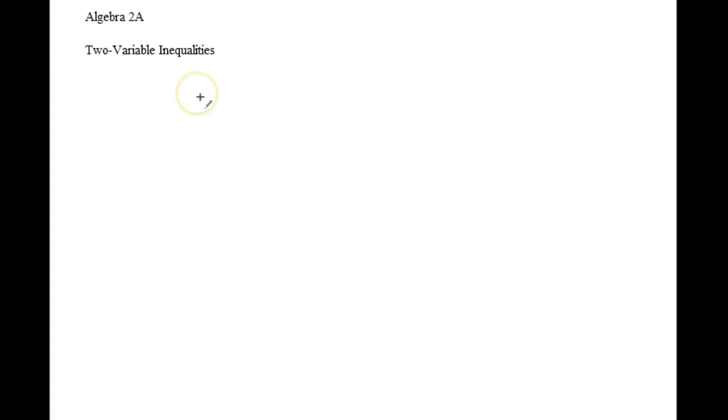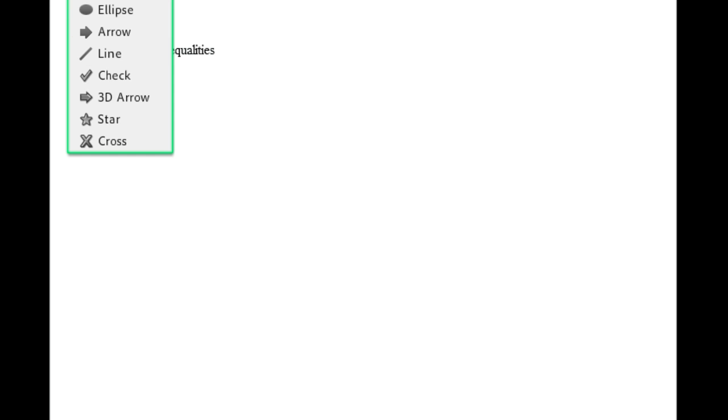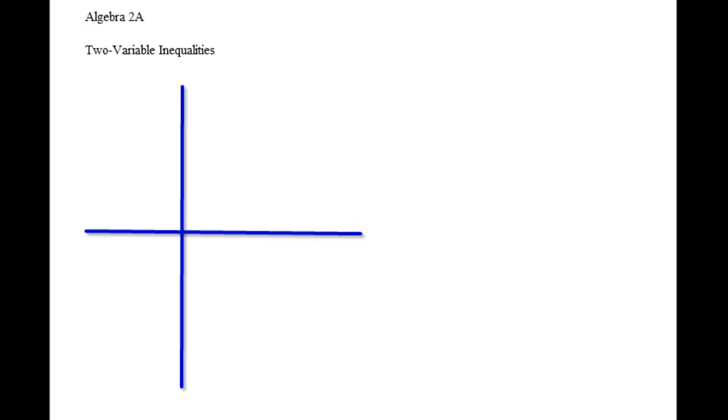Alright, so two variable inequalities, everyone. Basically, what this is introducing is the idea of graphing inequalities. Graphing inequalities basically is taking an actual equation and introducing two variables to it. So y is greater than negative 3x minus 2.